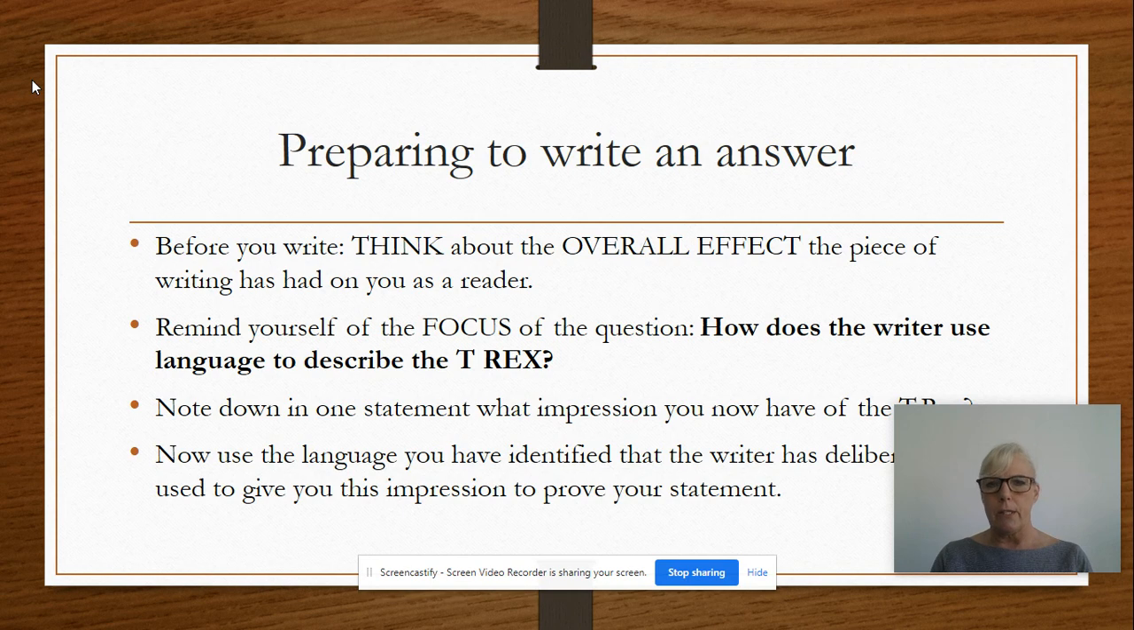Remind yourself of the focus of the question, which was how does the writer use language to describe the Tyrannosaurus Rex? Note down in one statement what impression you now have after doing your annotating and your highlighting of the T-Rex. Okay, so what impression do you have? That's the overall effect. And now use the language that you have identified that the writer has deliberately used to give you this impression to prove your statement. Okay, so that's the key in every time you do this question 2 language question.